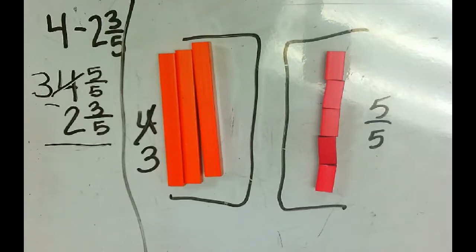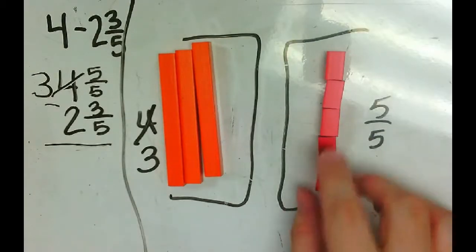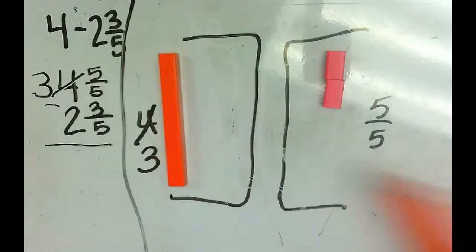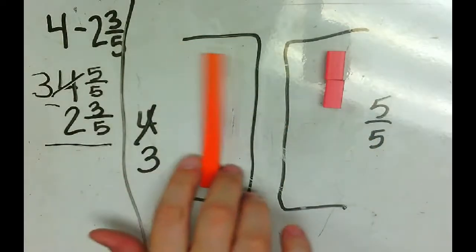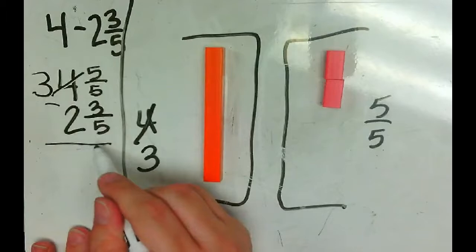All right, so now do it. Physically do it with your Cuisenaire rods. You're subtracting 2 and 3/5 from what you have. So I'm going to take away 3/5. 1, 2, 3/5. 1 and 2/5. And then I'm going to take away 2 wholes. Who can raise your hand and tell me what I am left with? Caitlin. 1 and 2/5.